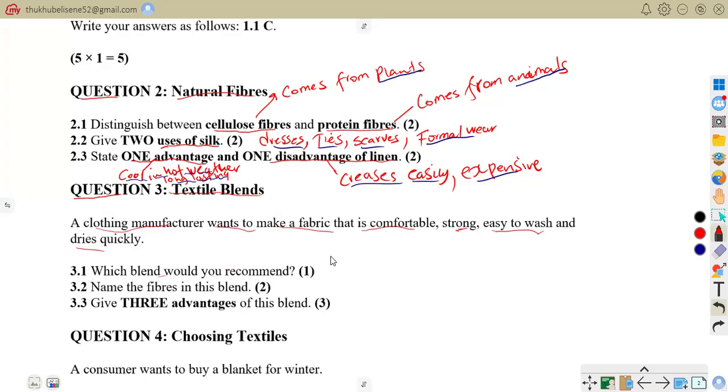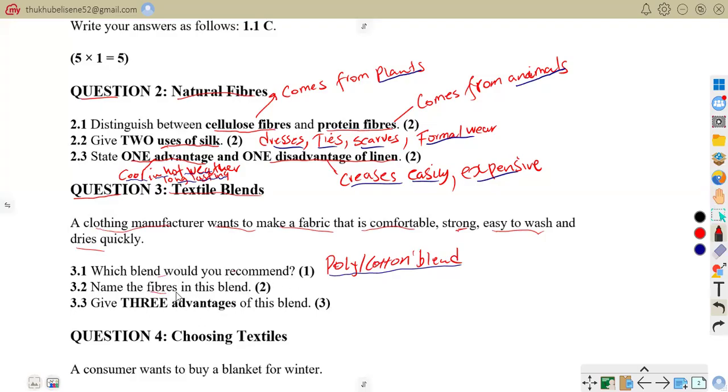That is a poly-cotton blend. This is the blend that would be recommended. Why? Because it combines the useful qualities of polyester and cotton, making it comfortable and strong and easy to care for. So that is the reason for that blend.